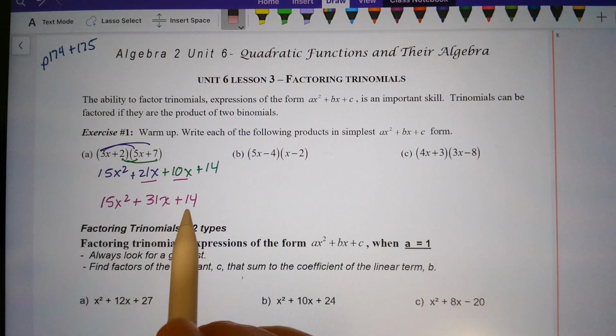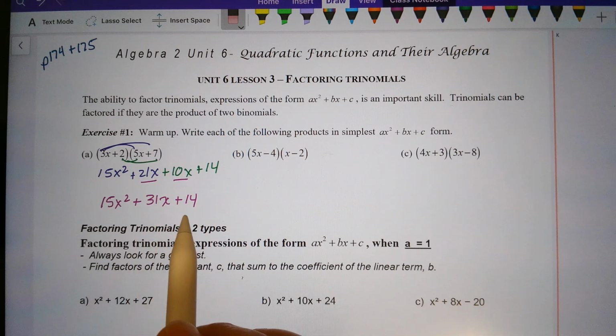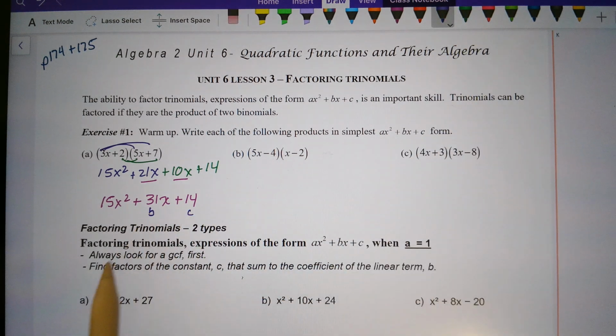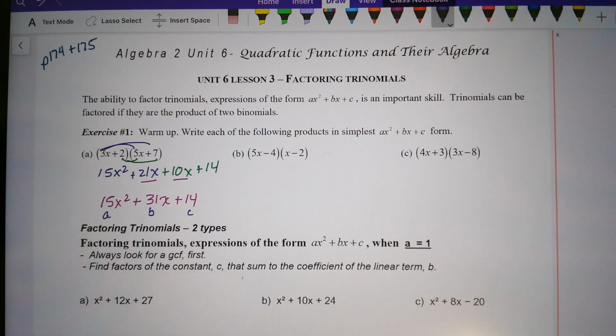C would be 14, which is considered the constant. 31 is the coefficient of x, which would be the b. And 15 is the value for a, also known as the leading coefficient.